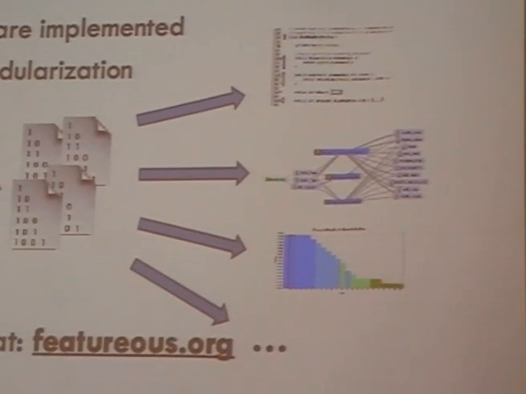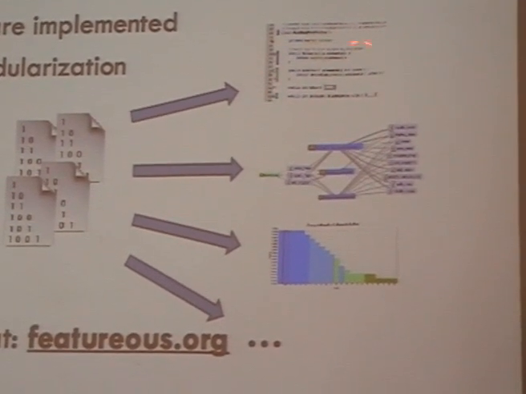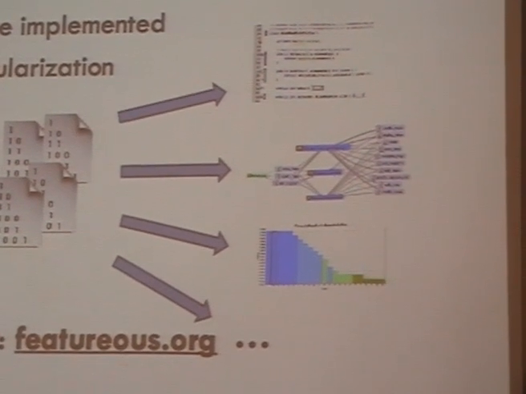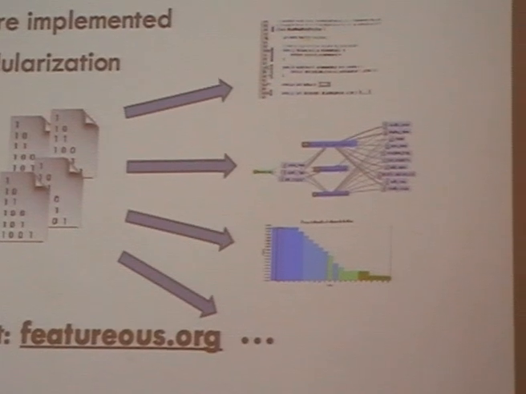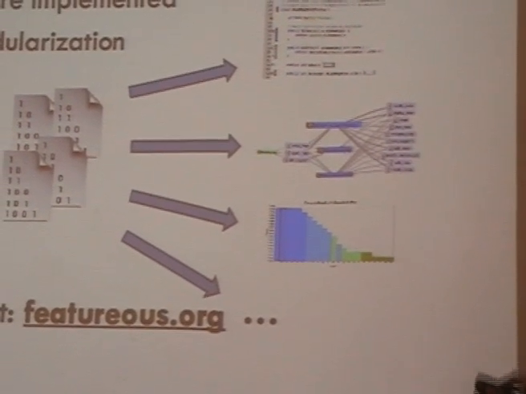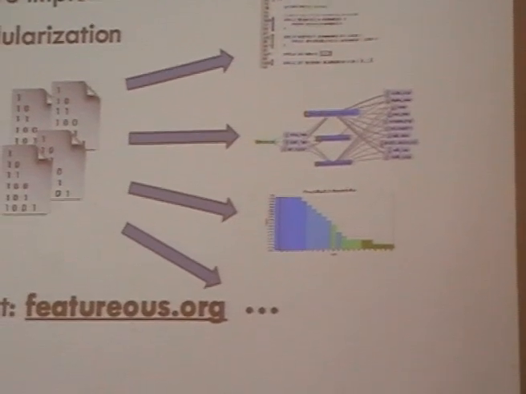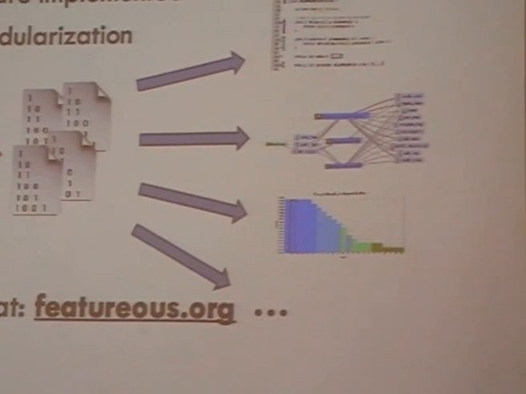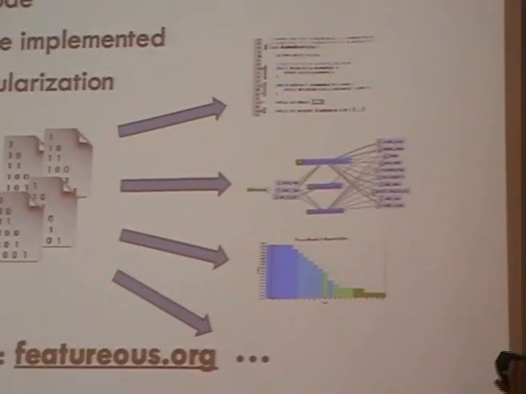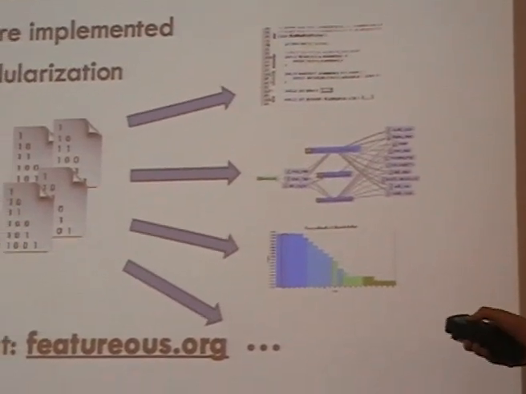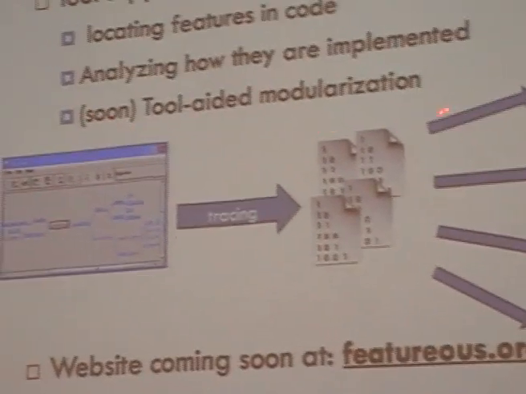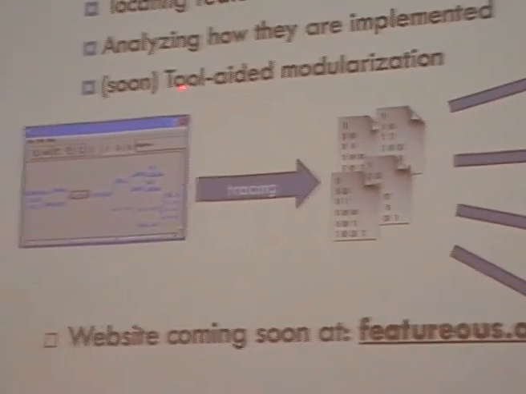Then, based on that, you can have multiple views, like, for example, a source code view, or some kind of correspondence graph between features and classes, or other charts to analyze the features, to help you better understand how they are implemented in your source code, how difficult it will be, and where the hotspots are when modularizing your application.